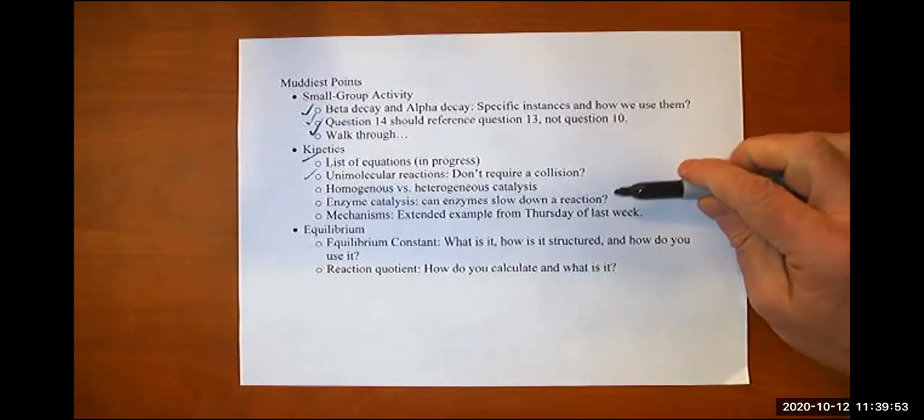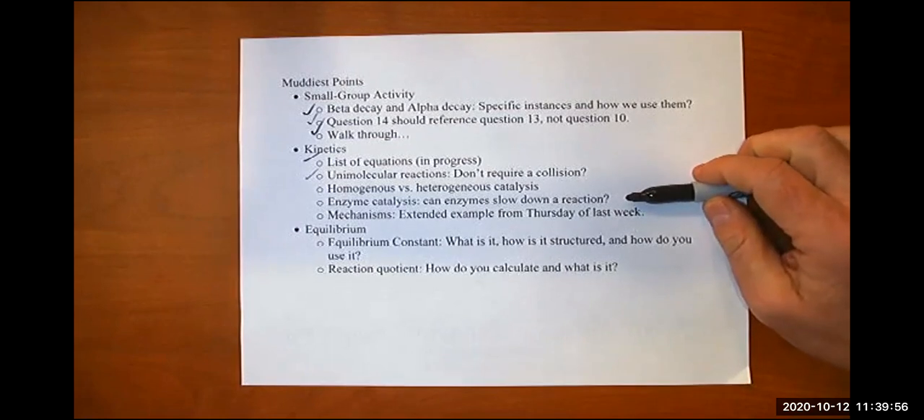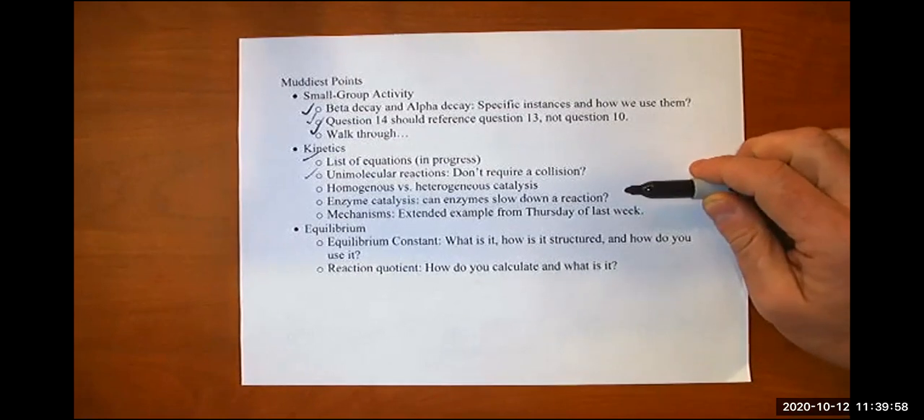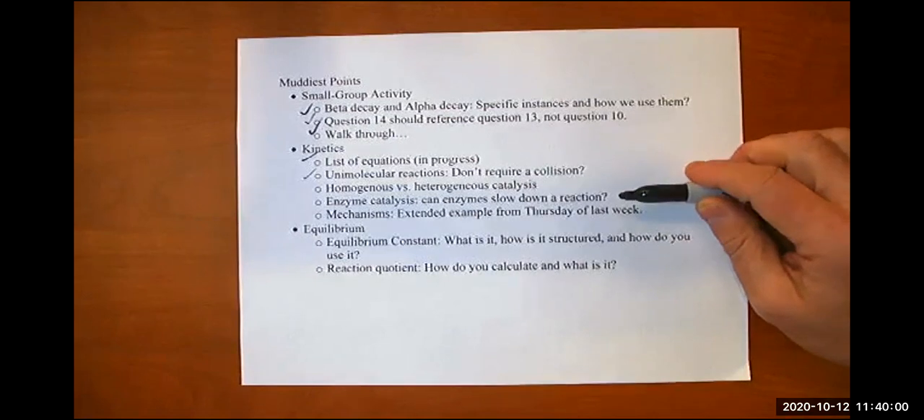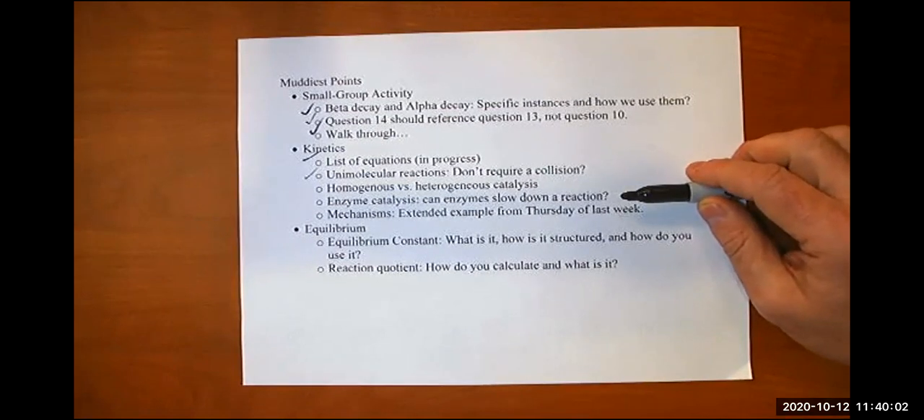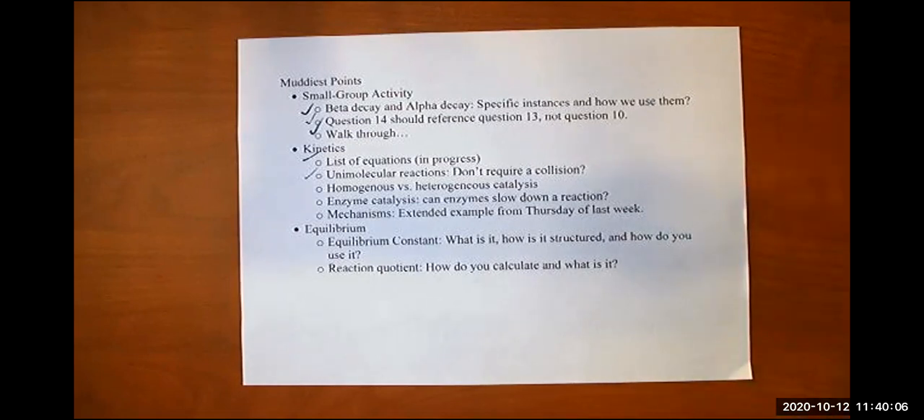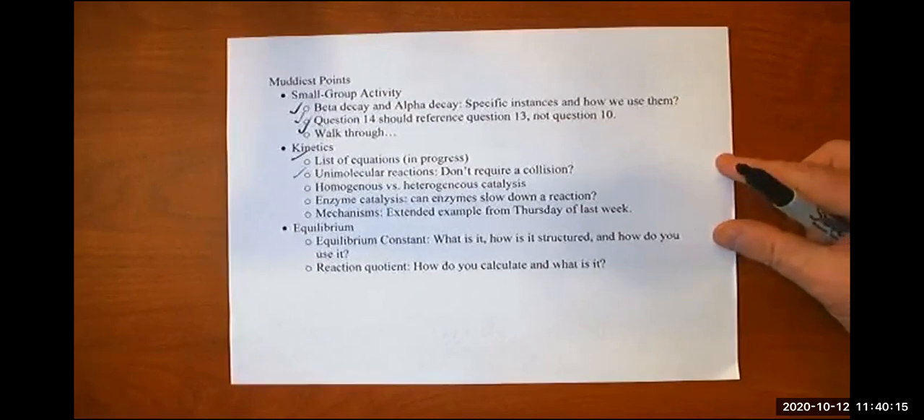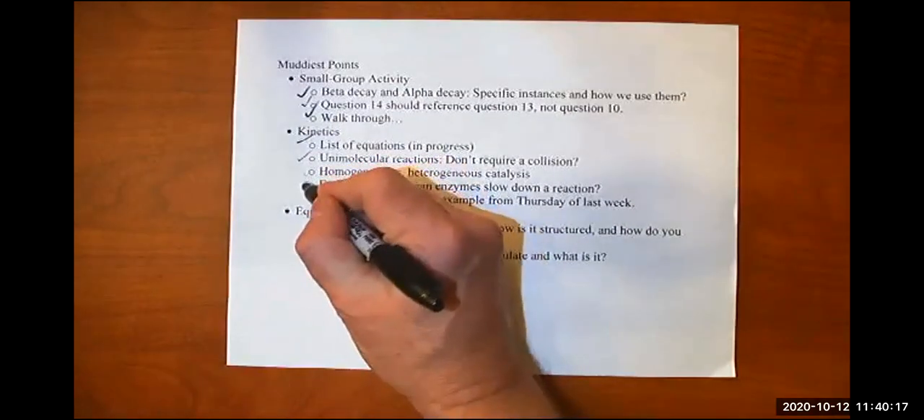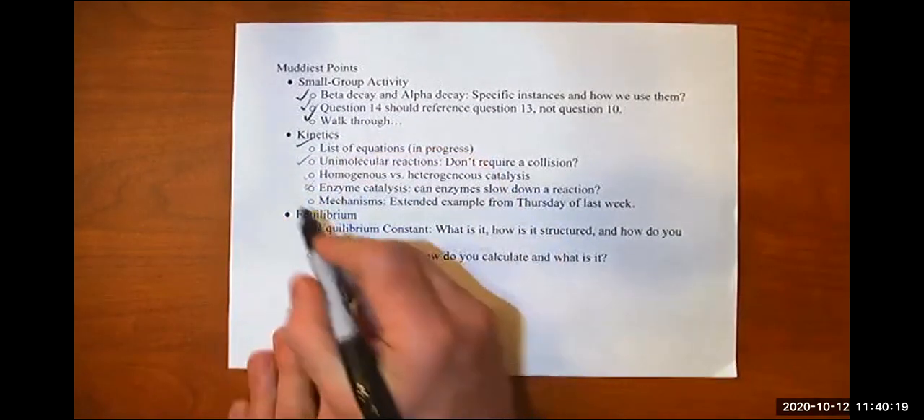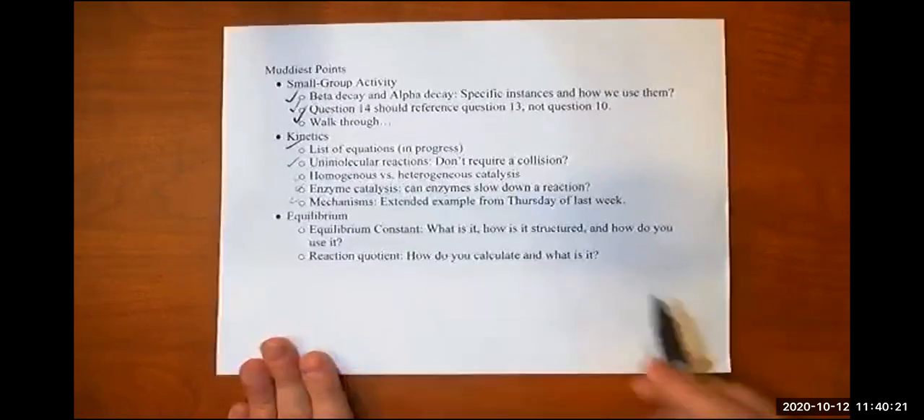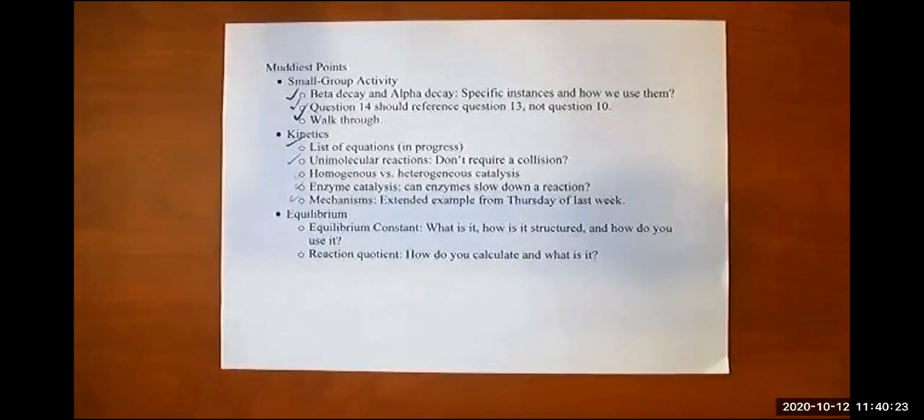Okay, enzyme catalysis. Can enzymes slow down a reaction? Well, if an enzyme does that, it wouldn't be called catalysis anymore. It would be called inhibition, because a catalyst, by definition, increases the speed of the reaction, whereas an inhibitor, by definition, decreases the speed of the reaction. So it would be called something different in that case. And then finally, mechanisms. I was just talking about the extended example from Thursday last week.